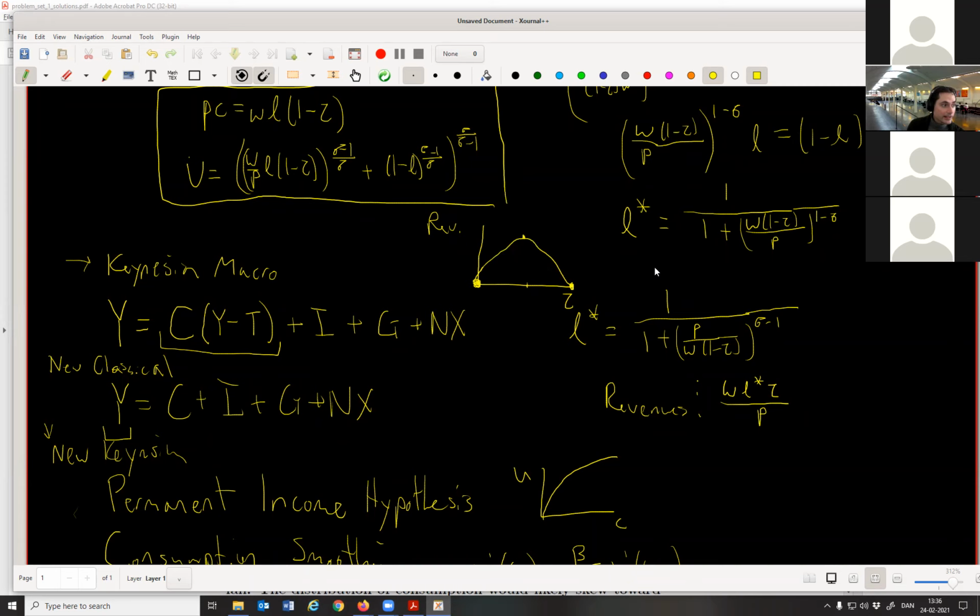So I don't think I need to do anything else. I think that's kind of the answer to the question. When we raise taxes, do revenues go up or down? Well, it depends. It depends on how high the level of taxes are. Most of that was just figuring out what this L star is and then doing a bit of reasoning.